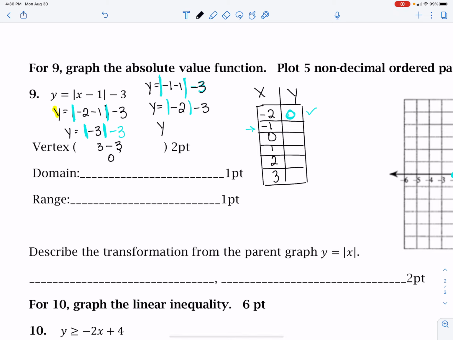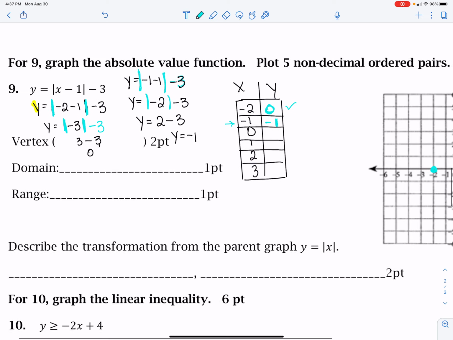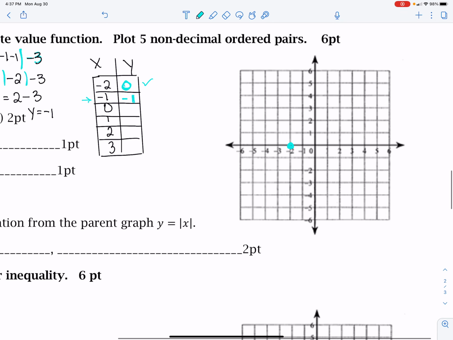That comes out to y equals the absolute value of -2 is 2 because it's 2 spots away from 0. 2 minus 3, which is y equals -1. So whenever we substituted in -1, we got out -1. So let's go over and graph that. X is -1, y is -1.